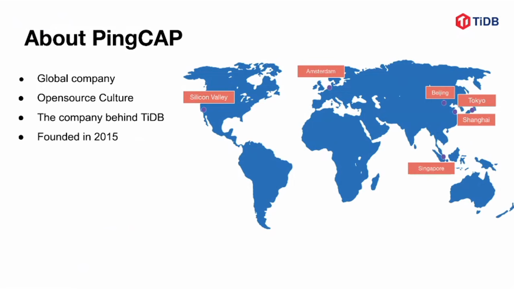So PingCAP is the company behind TiDB. TiDB is the product, PingCAP is the company. And we have a really good open source culture at TiDB. All the things we do are on GitHub: the code, the issues, the pull requests. So you can just follow the product on GitHub if you want. The license is the Apache 2 license. So if you want, you can also make changes and send a pull request.